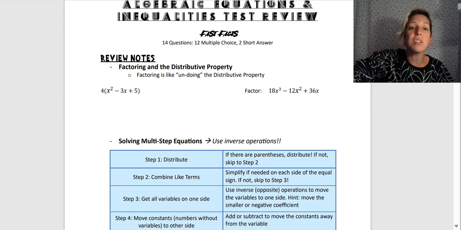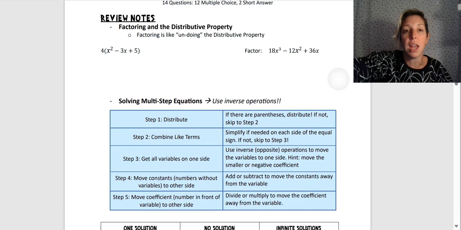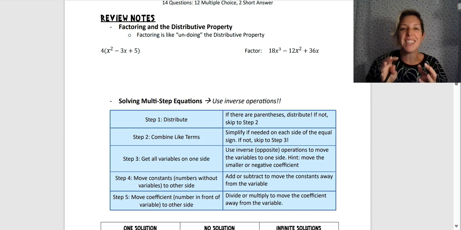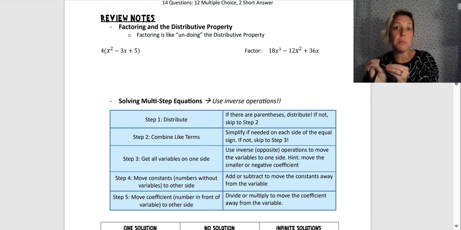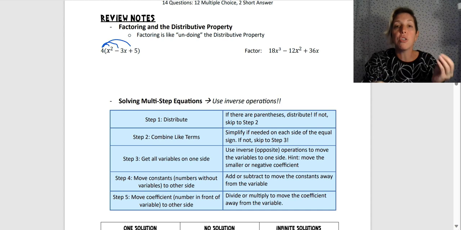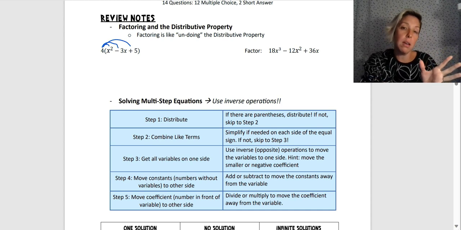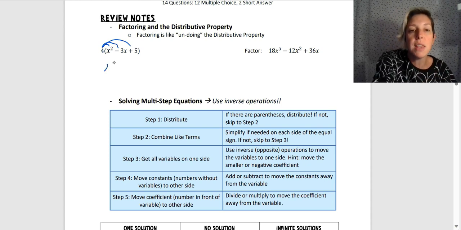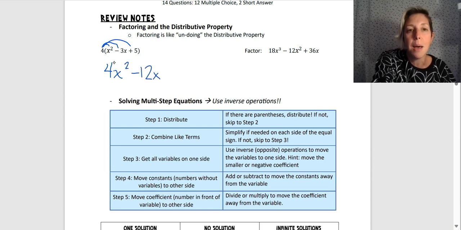So the first thing that I want to review is factoring. Factoring and the distributive property go together. Factoring is essentially undoing the distributive property. So to review, distributive property is when you distribute your number or variable outside the parentheses, multiplying it to everything inside the parentheses. So to simplify this, we would get 4x squared minus 12x plus 20.